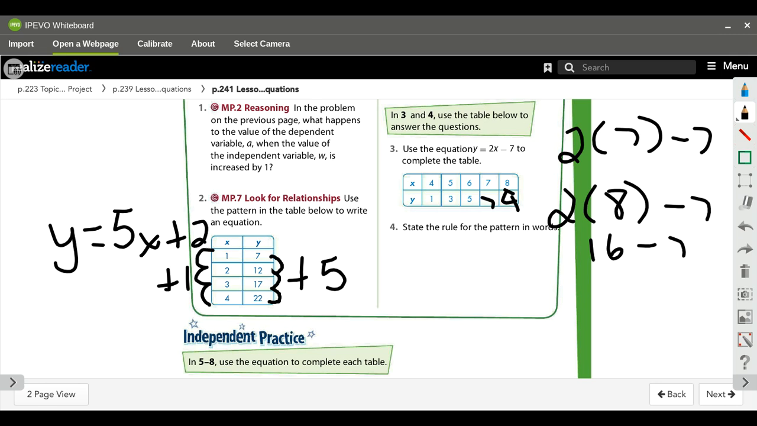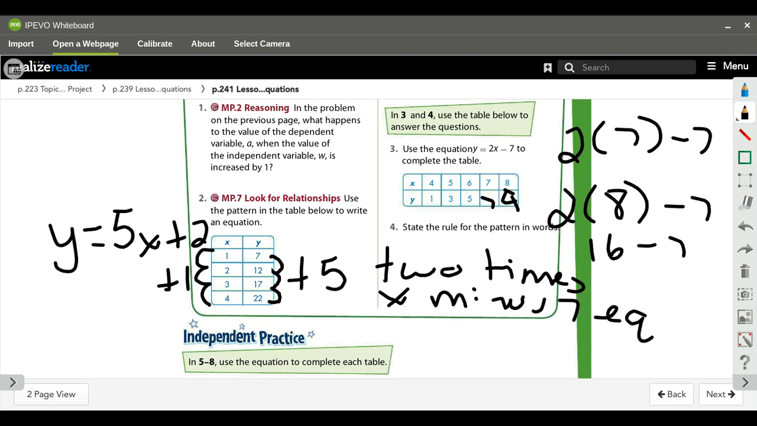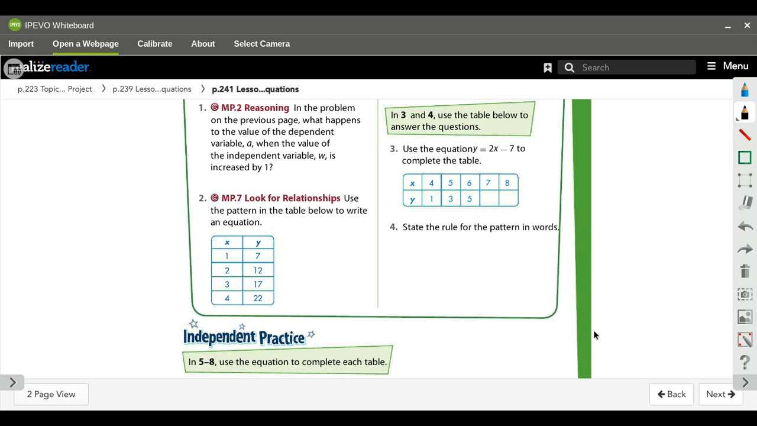Okay, so we have to come up with a rule or state the rule for the pattern in words. So we're going to do 2 times x minus 7 equals y. And that would be how I would write that rule. 2 times x minus 7 equals y. So here's my first step. 2 times x is the 2x, minus 7 is the subtract 7, equals y. There's going to be my rule for that table.